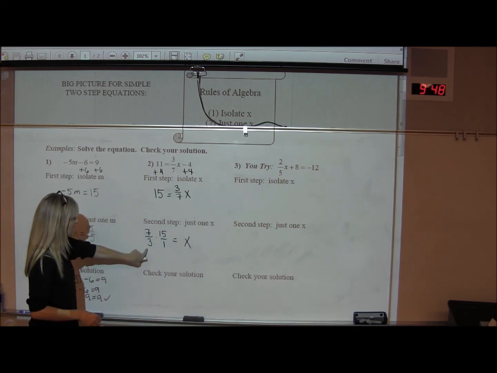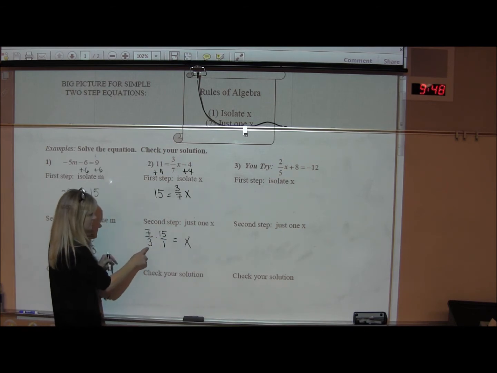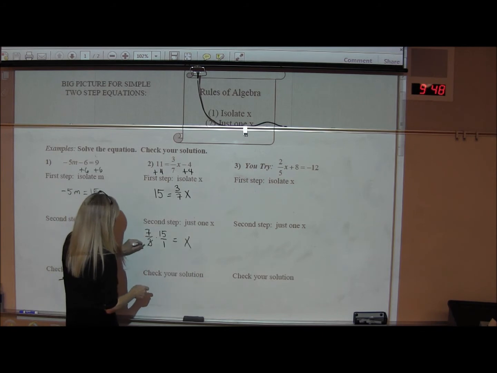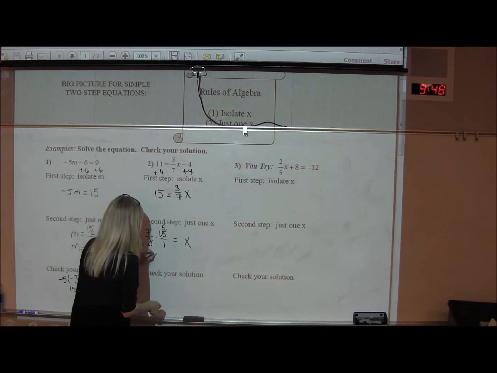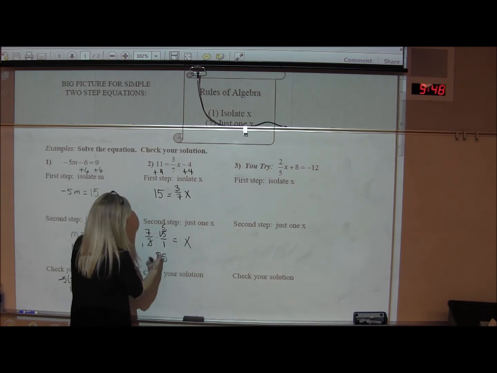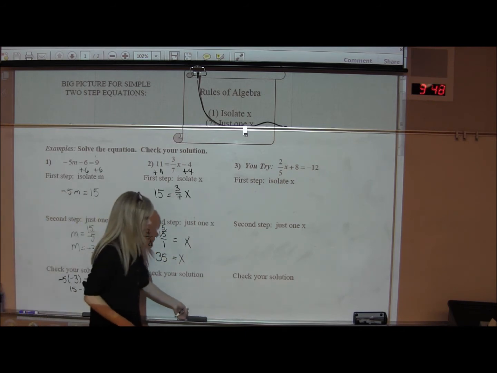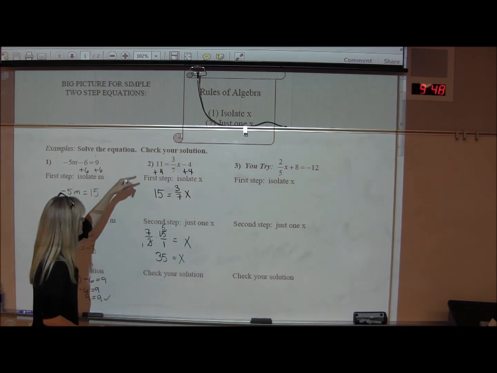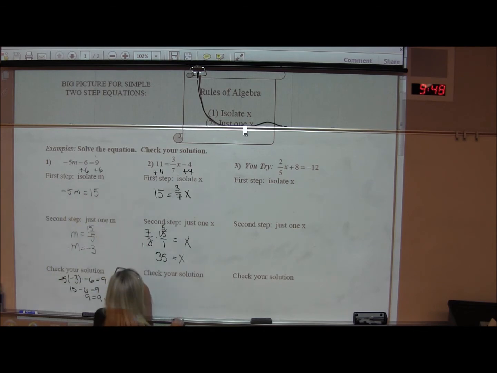Now, can I simplify this? So I can simplify, right, because I can cross-cancel. Both of these are divisible by 3. So this becomes a 1 and a 5. So 7 times 5 is 35, with the denominator of 1, so it's just 35 equals x. Okay. And then checking our solution, well, that means plugging the 35 back into our original equation. So 11 equals 3/7 times 35 minus 4.